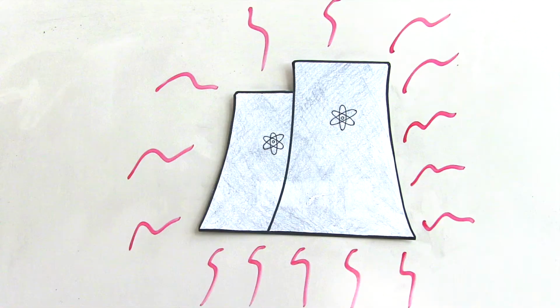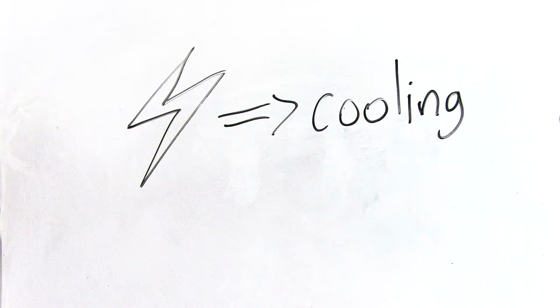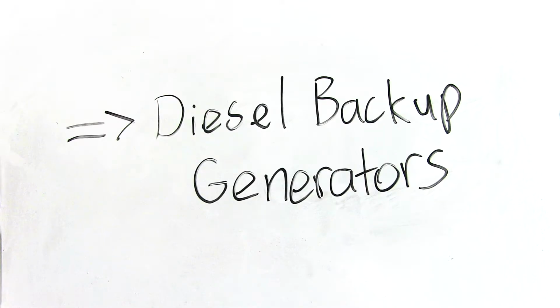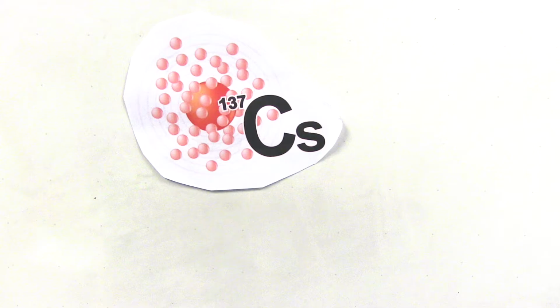However, the leftover heat, called residual heat, was still present even after the fission reaction was halted. The plant had a cooling system, but that was disrupted by the tsunami, and the backup diesel generators were also interfered with when the tsunami hit. Now, the meltdown was in full action.